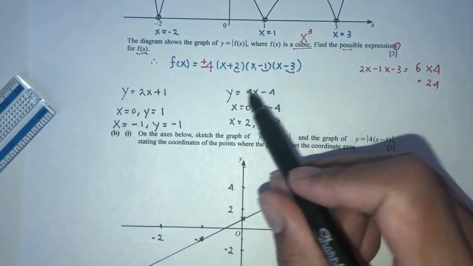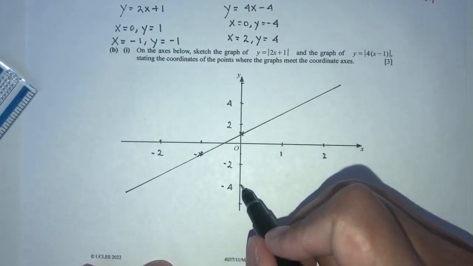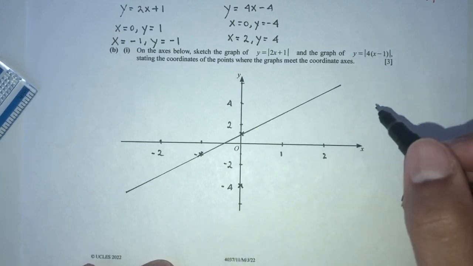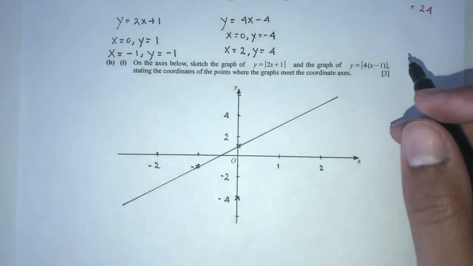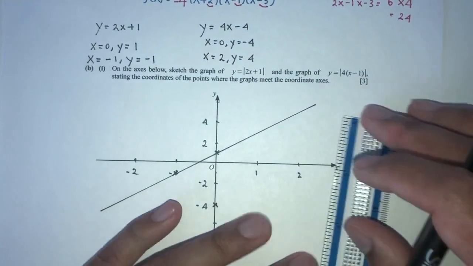Now how about this one? This one will be 0, minus 4, so 0, minus 4 will be right here. And then 2, 4 will be somewhere over here.